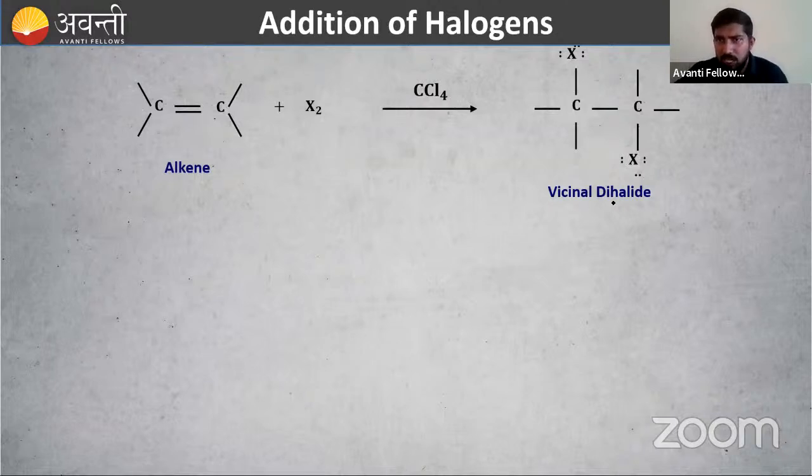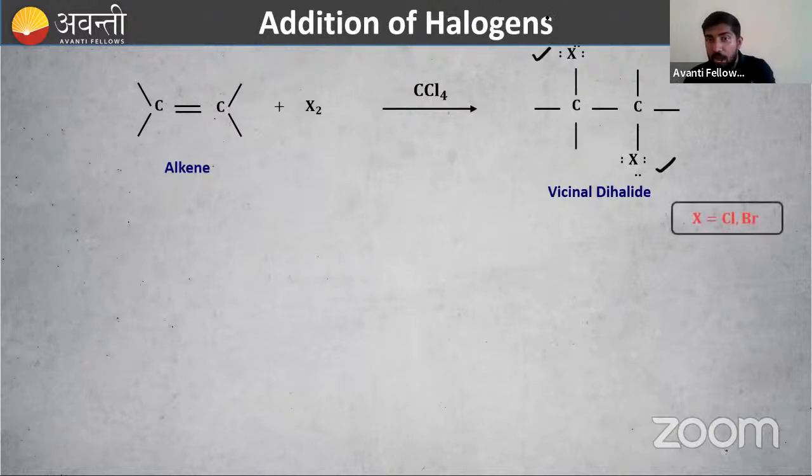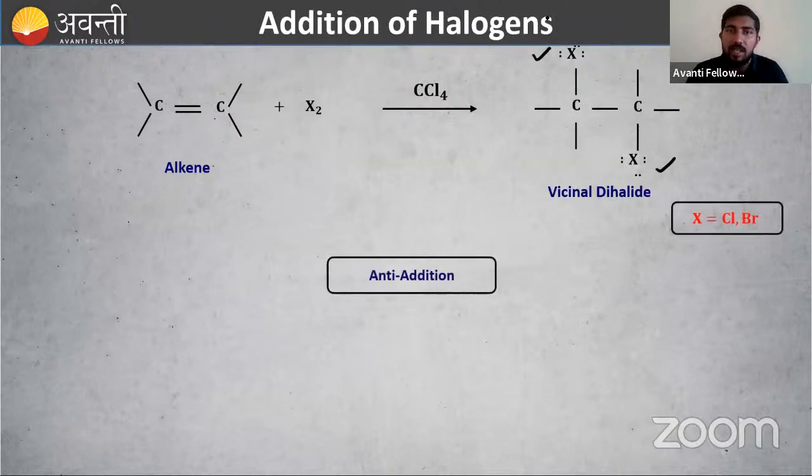So what about this one? X is added to this side, and this X is added to this side. Is it syn addition or anti-addition? Opposite side, right? So I can call it anti-addition. So what you have to do? You have halogen, then break the double bond, that pi bond, then add halogen to the opposite side. Anti-addition is happening here. So that is addition of halogen.